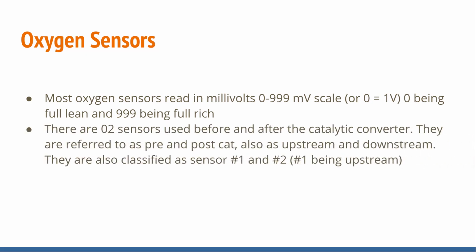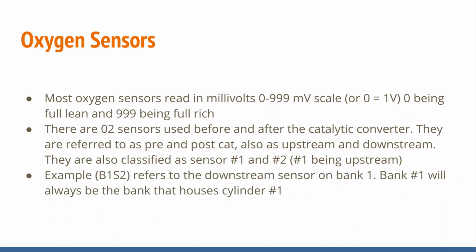Okay, there are O2 sensors that are used before and after the catalytic converter. They are referred to as pre and post cat sensors. They are also referred to as upstream or downstream sensors, which makes sense. Upstream is going to be closer to the engine, downstream is going to be further away from the engine. They are also classified as number 1 and number 2, number 1 being upstream. Kind of confusing, but let me explain.